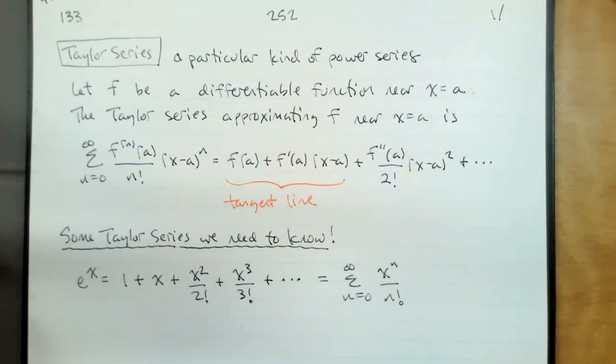So there are many Taylor series that we're going to need to know. We're going to need to recognize them as Taylor series. Yesterday we found the first important one, the Taylor series for e to the x. We found the third degree Taylor polynomial approximating e to the x near x equals 0. And that was 1 plus x plus x squared over 2 factorial plus x cubed over 3 factorial.